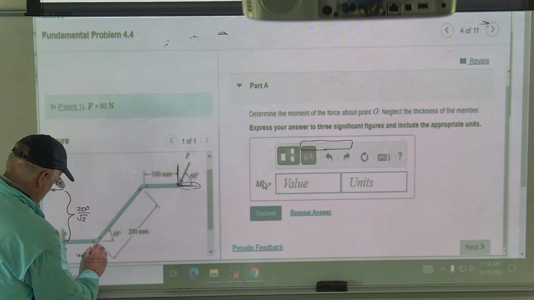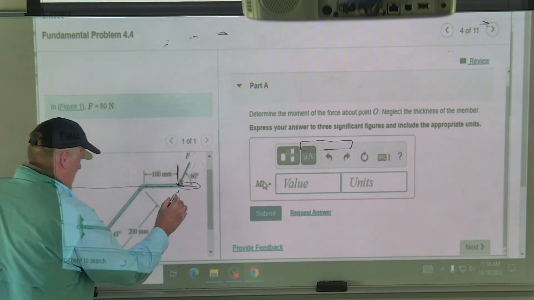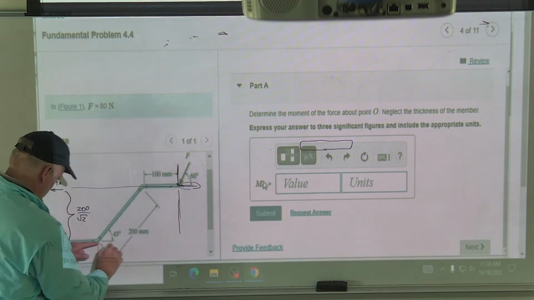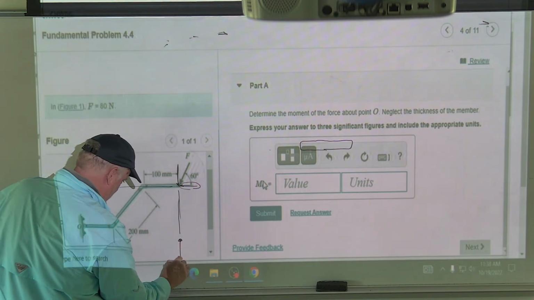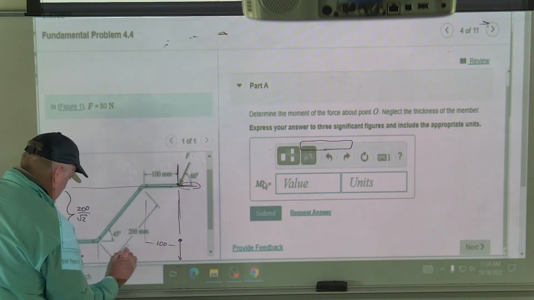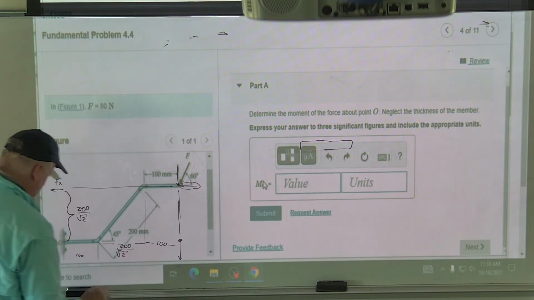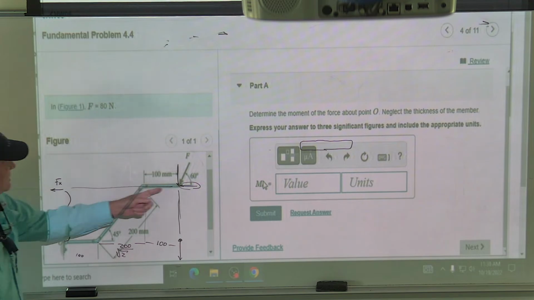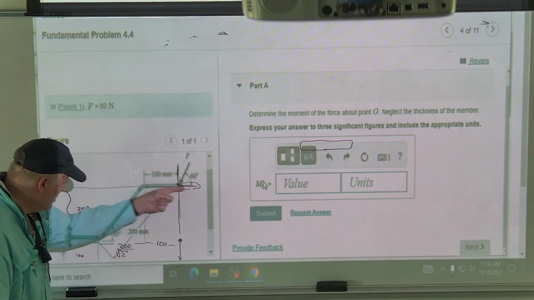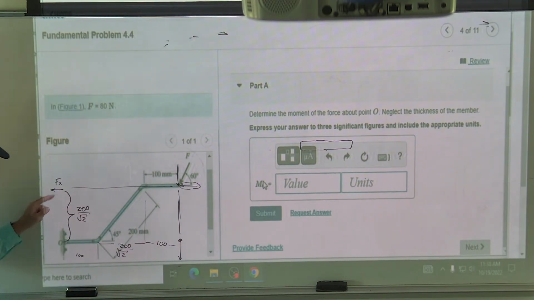Then what I would do with the other one, in your mind, you would basically move it to about right here and find that distance. So this would be 100. This would be, again, 200 over square root of 2, and that'd be 100. So essentially you're breaking it into two components, sliding the components along the line of action, and then working the moment there and the moment from there. That's the easiest thing to do.